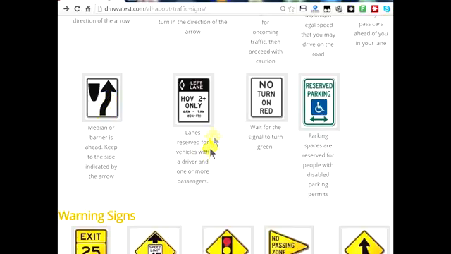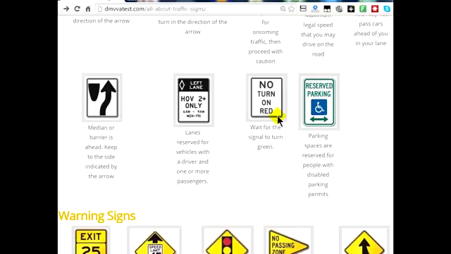This sign here, you'll see a lot of these in big cities where the lanes are reserved for vehicles with a driver and one or more passengers. This is when a lot of people like to carpool back and forth to work, and so you'll see a lane that's only dedicated for people that have two or more people inside the vehicle.